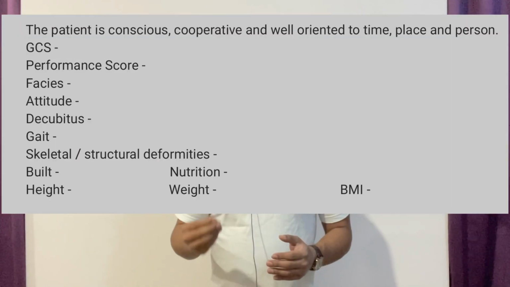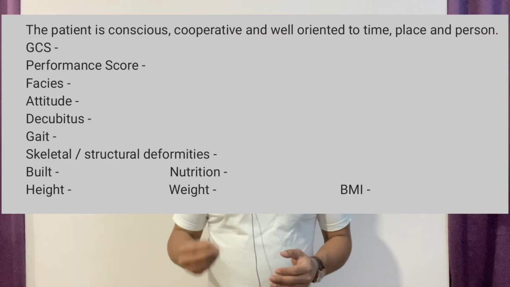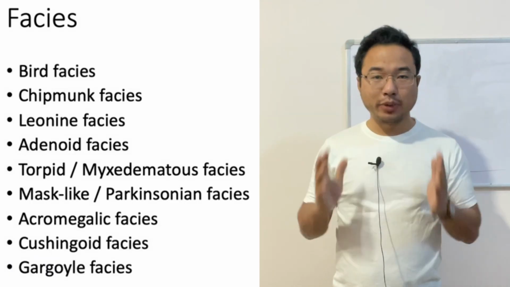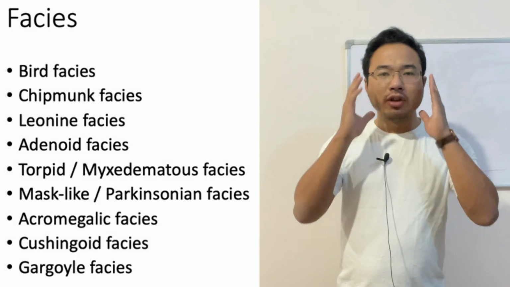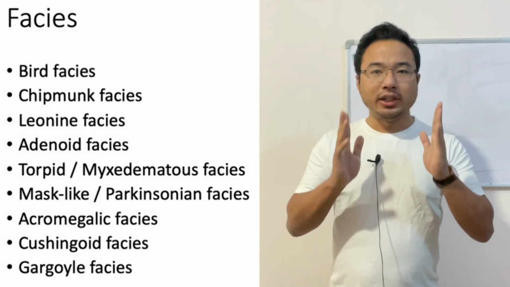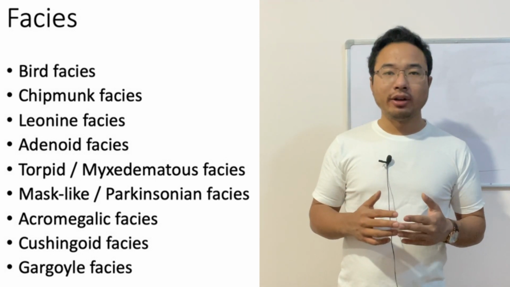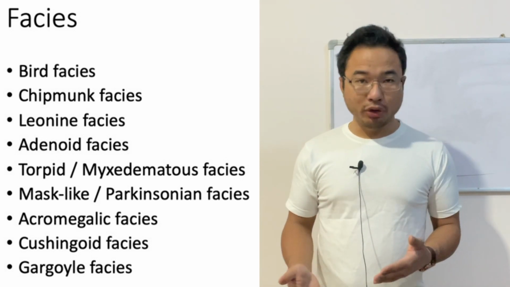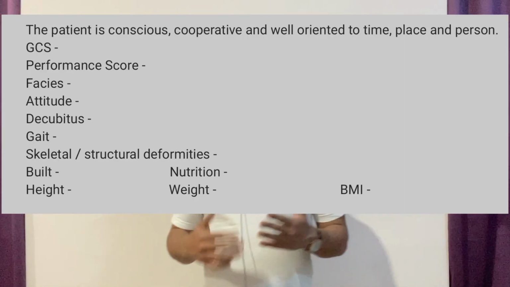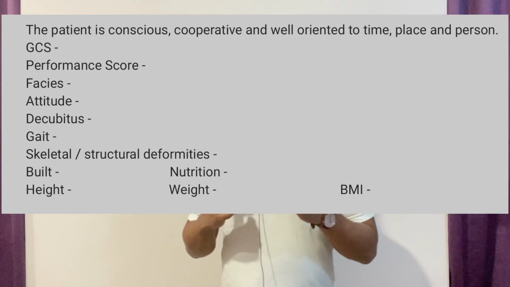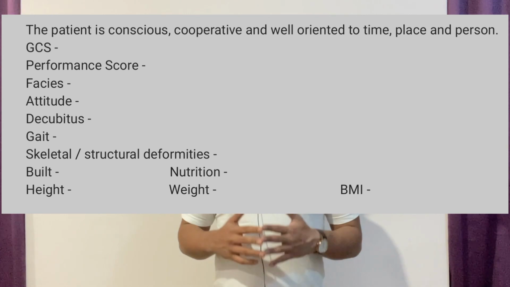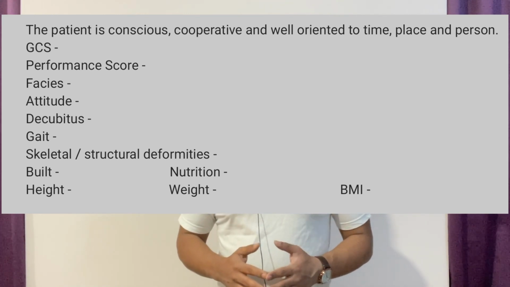Next, facies, attitude, and decubitus of the patient. Facies is the look of the face of the patient. Like some people can have moon-like facies, some have facies hippocratica, or facies can be normal. And attitude, a patient can be agitated and anxious or calm, or you can just say it's unremarkable.